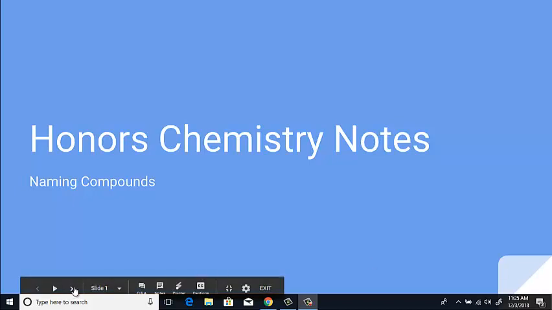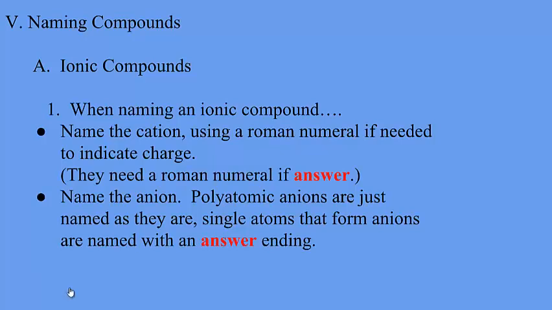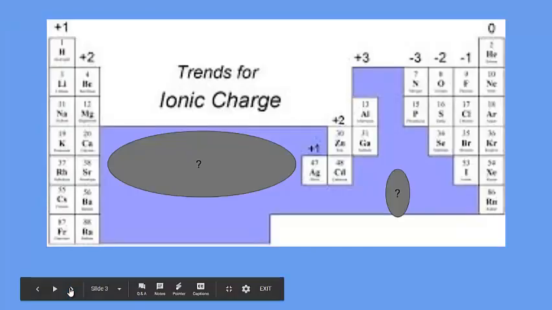This lesson goes along with Roman numeral 5A in the Honors Chemistry Notes packet, naming compounds. So when naming an ionic compound, you want to name the cation using a Roman numeral if needed to indicate the charge, and then name the anion. Let's talk about when we need a Roman numeral to indicate the charge.